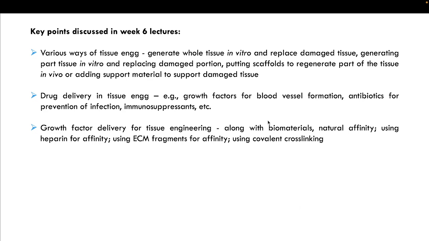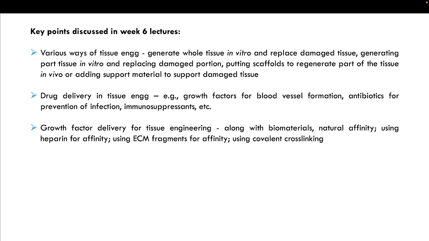As I said, if you just deliver the growth factors, there's a chance that these will be cleared out from the body very soon. So to avoid that, you can deliver growth factors along with biomaterial. We have been looking at a lot of these drug delivery techniques like a reservoir system or a matrix system. Something like that you can do with the growth factors also.